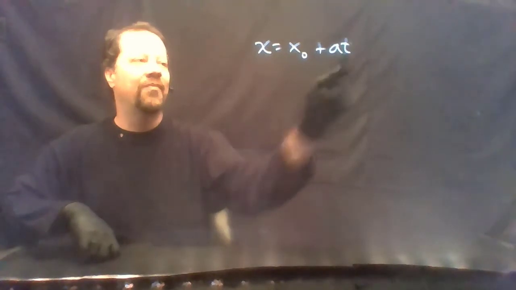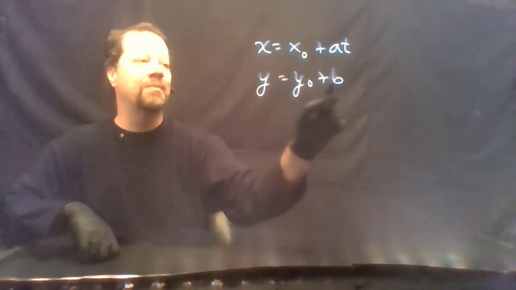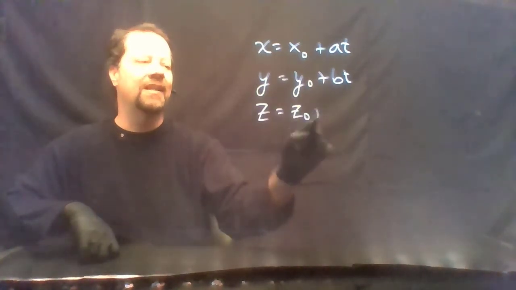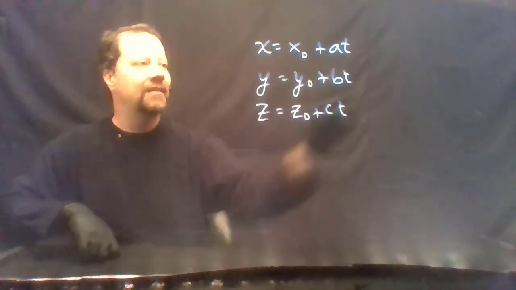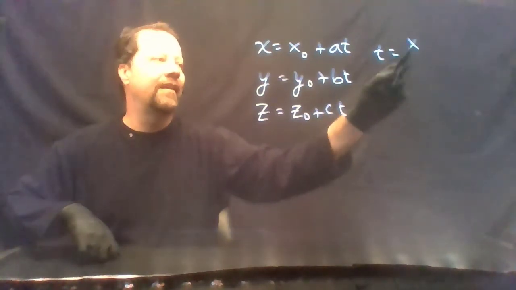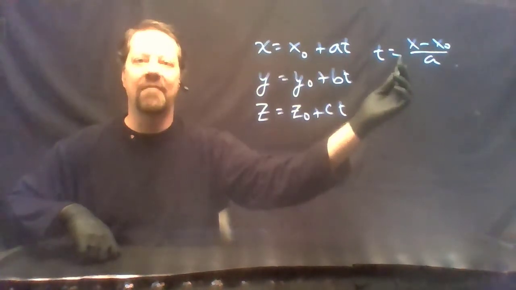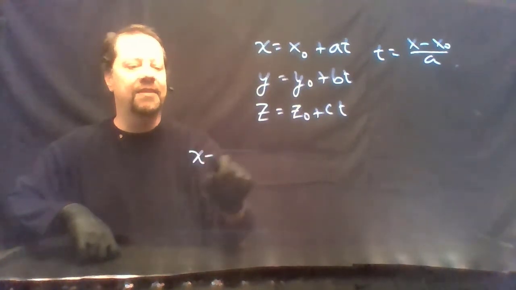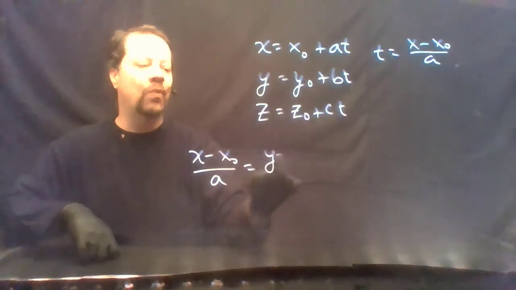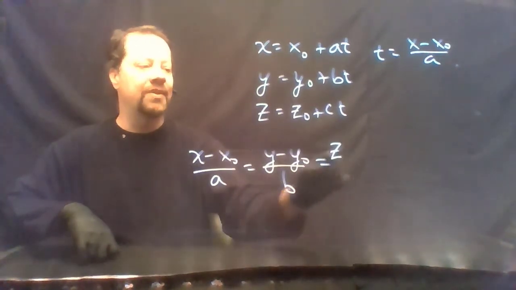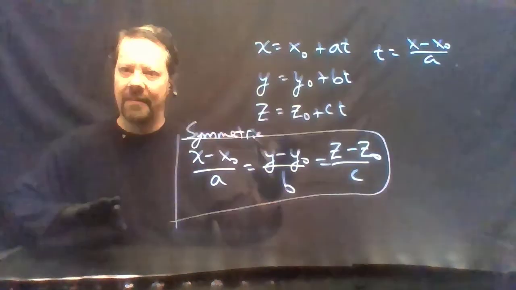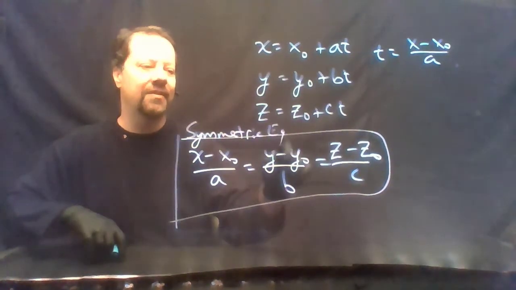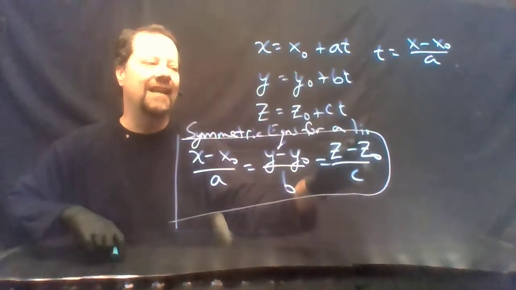One could take the equations x equals x naught plus at, y equals y naught plus bt, z equals z naught plus ct, and solve for t in each case. On the first one, t is going to be x minus x naught divided by a. You can solve for t in each of the other variables, provided a, b, and c are not zero, in which case you would have x minus x naught divided by a equals y minus y naught divided by b equals z minus z naught divided by c. These are called the symmetric equations for a line.